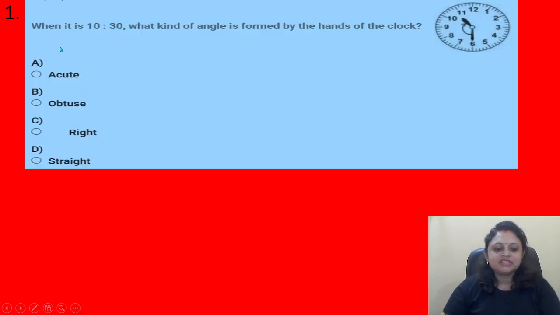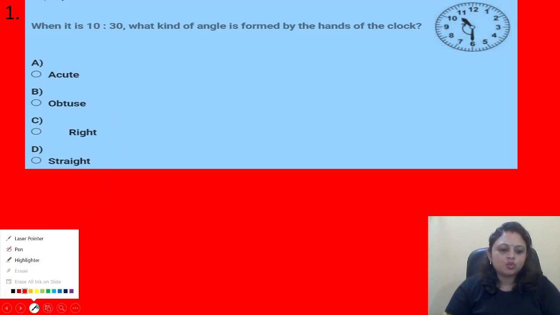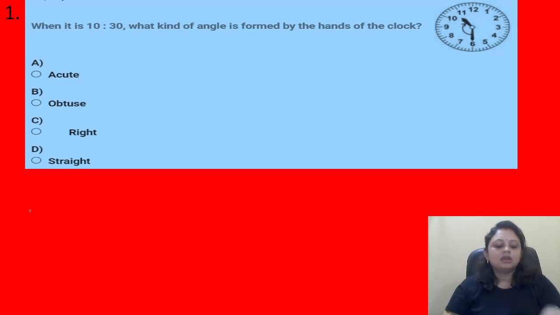The first question: when it is 10:30, what kind of angle is formed by the hands of the clock? Option A, acute. B, obtuse. C, right. D, straight. So, it is given in the question that it is 10:30, right? So, when it is 10:30, what type of angle is formed by the hands of the clock? You can see at 10:30, what is the type of angle?